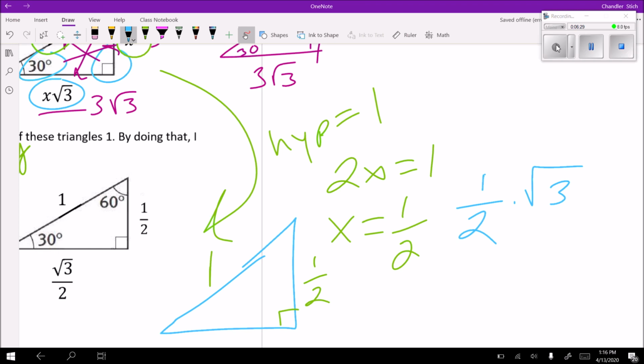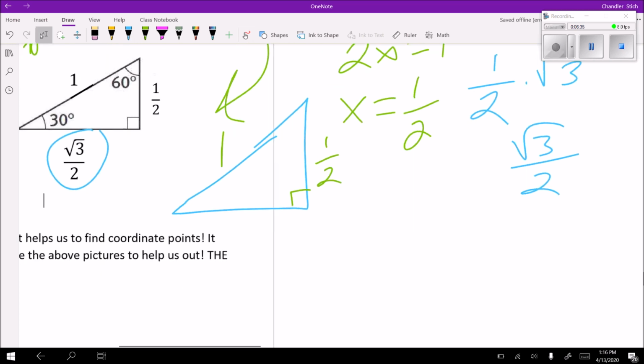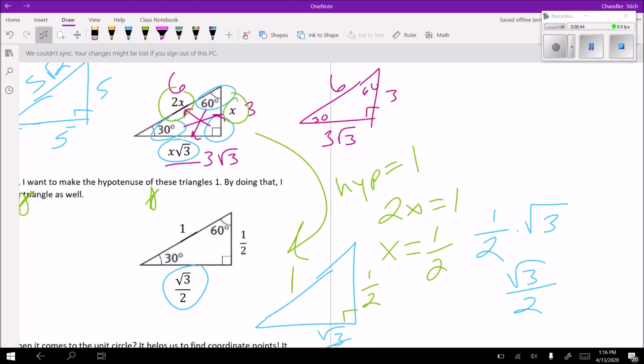Well, simply, this is root 3 over 2, which is what I get here. So I can very easily convert my 30, 60, 90 pattern into 1/2, root 3 over 2. The same thing here.